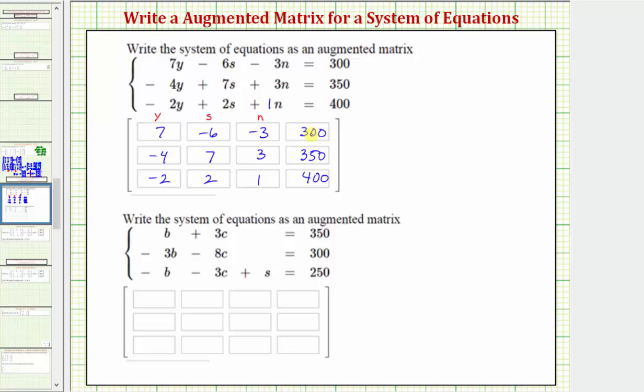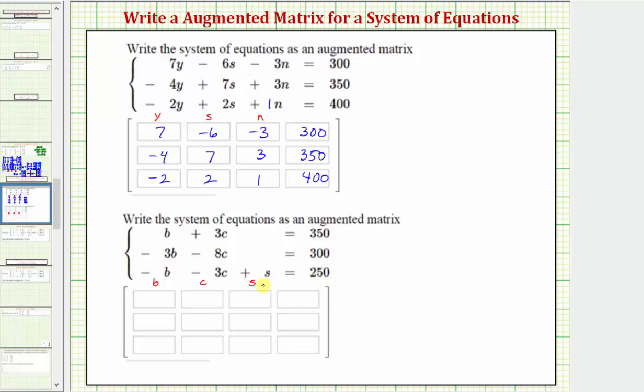Let's look at another example. Notice here the variables are b, c, and s. Let's go ahead and label the columns. So we'll have the coefficients of b in the first column, coefficients of c in the second column, and coefficients of s in the third column, and the fourth column will be the constants.